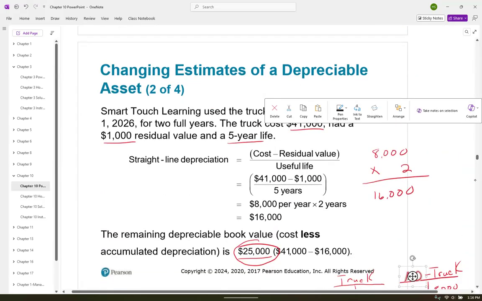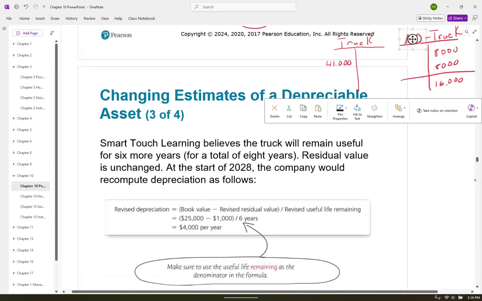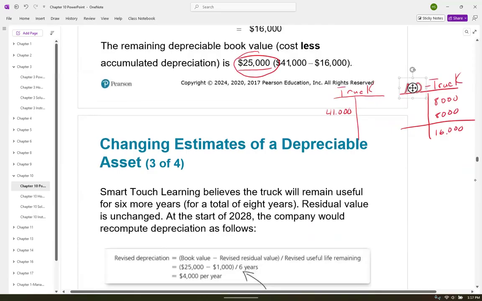They said it was going to change. They haven't told us yet over here. They said Smart Touch Learning believes the truck will remain useful for 6 more years for a total of 8, and the residual value stays unchanged. We do not go back and fix or try to reinstate that 6 years on those 2 years. We leave the 8,000 from those prior 2 years. We're going to calculate a new depreciation. The book value is what's going to sub in for our cost. We'll start with that as our cost.